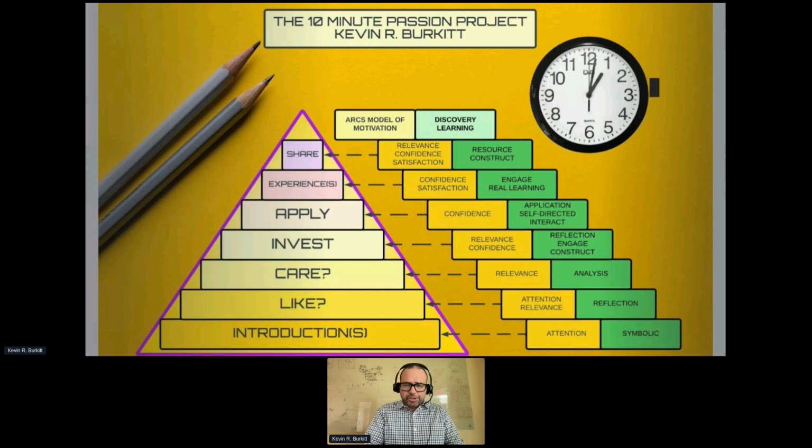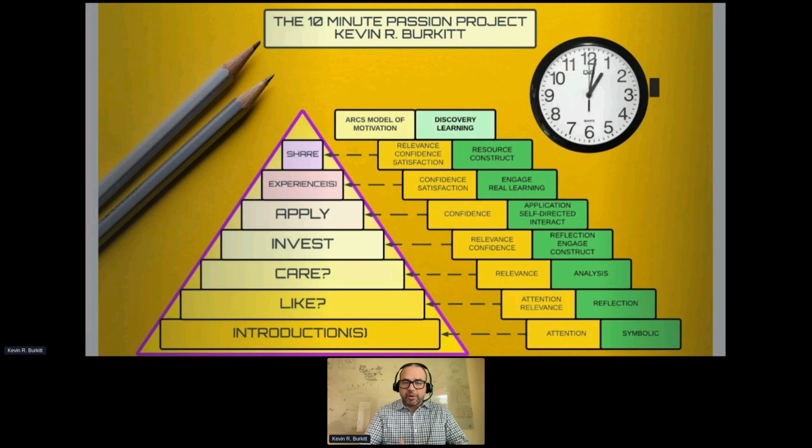So if we have introduction, the first step in the ARCS model of motivation is attention, and that object is symbolic. If we like it, it's both attentive and it's also relevant to us, meaning it has our attention and we can reflect on it. If we care about it, it's strictly relevant. Either you care about it or you don't. I mean, there probably is some wiggle room in there, but unfortunately, I'm a very black and white person.